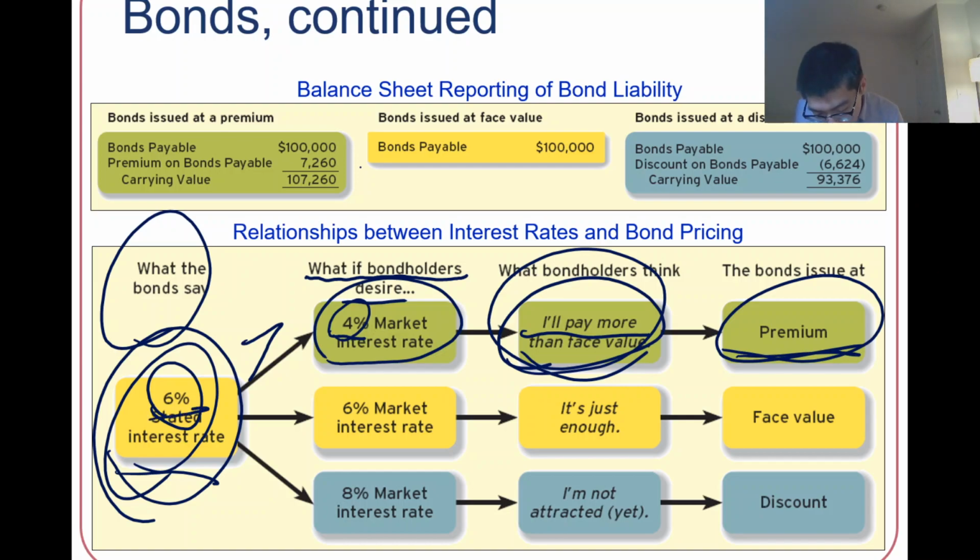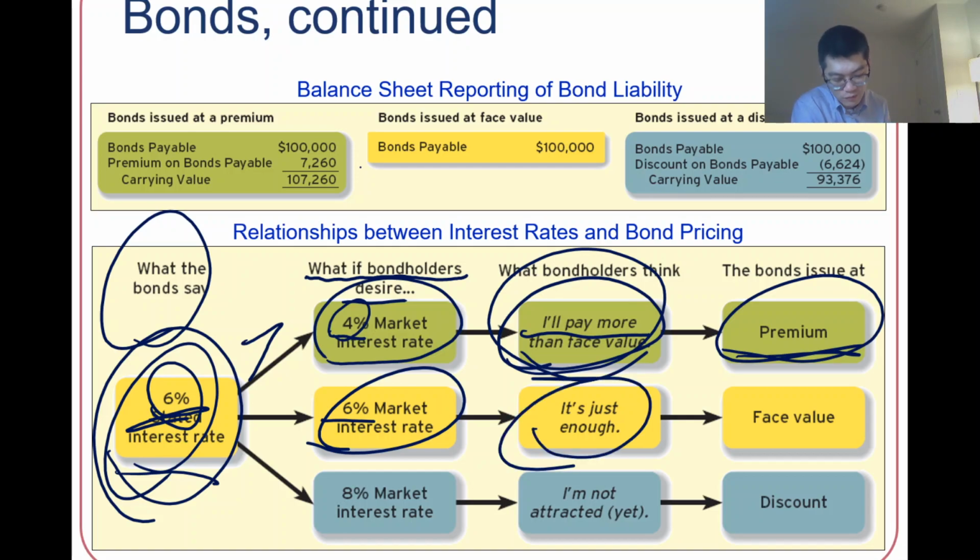But if you only offer 6% and the market interest rate is 6%, which means any other investment tool on the market is offering exactly the same rate of return, it's just enough. There's no more demand and no less demand, so you're just going to issue the bonds at face value.